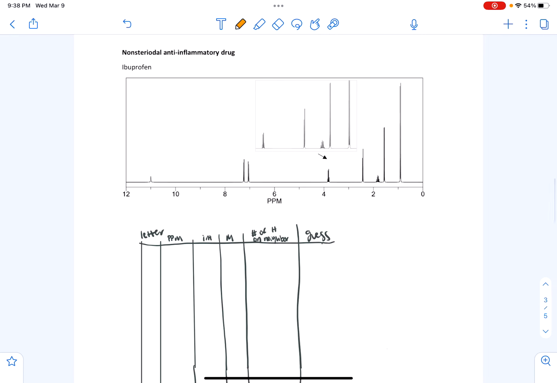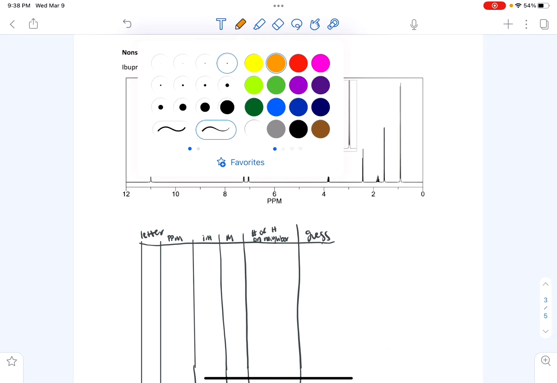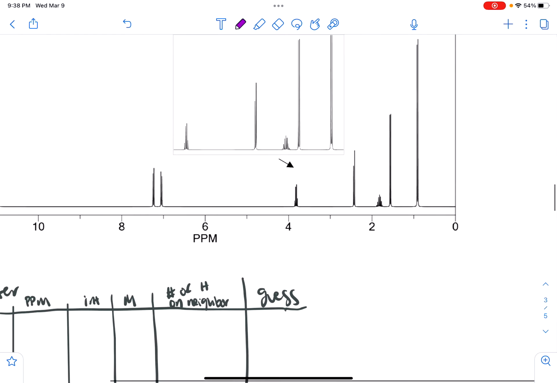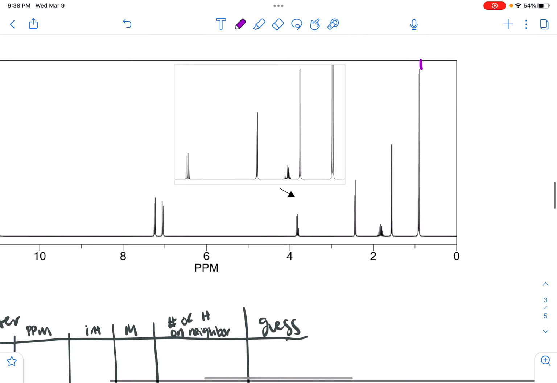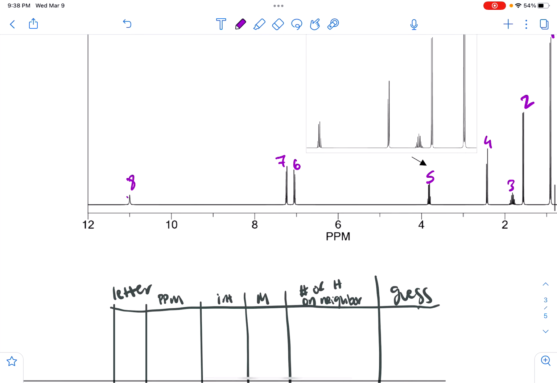But firstly, I like to count the number of signals again. So here we're going to have 1 signal, 2 signals, 3 signals, 4 signals. Don't forget the bottom one. Sorry, 3, 4, and then we have 5 and a 6 and a 7 and an 8. Don't forget this one.